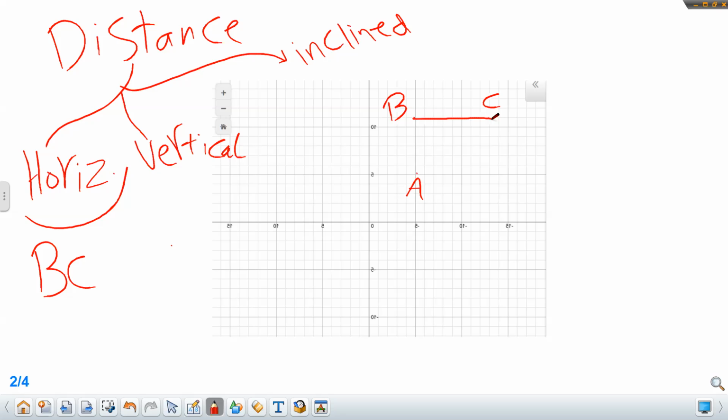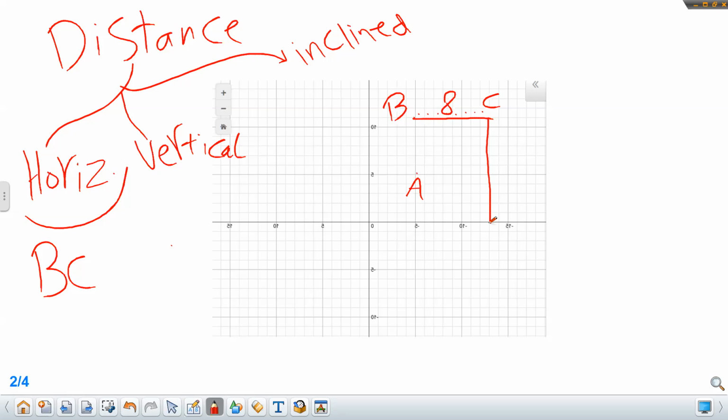1, 2, 3, 4, 5, 6, 7, 8. So BC equals 8 by counting. Or you have another method. Here is 12, here 13, but here is 5. So I can find the length of BC by 13 minus 5. It's easy. This is horizontal distance.